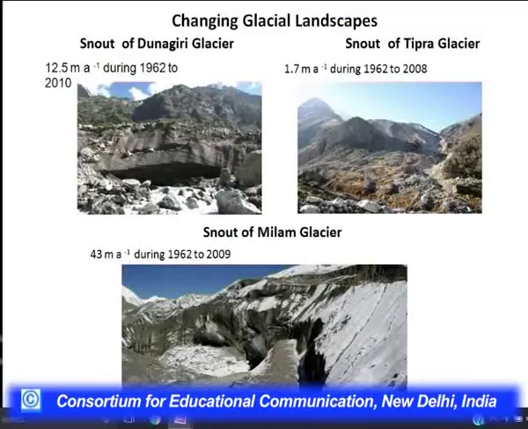Here I am putting all the changes in one map, like Donagiri and Tipra. During 1962 to 2010, there was a change of 12.5 meters in the case of Donagiri, 1.7 meters in Tipra, so very little, and 43 meters in Milan. These are the changes in the snout.